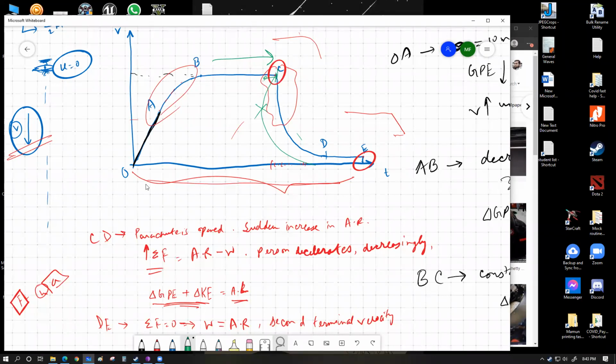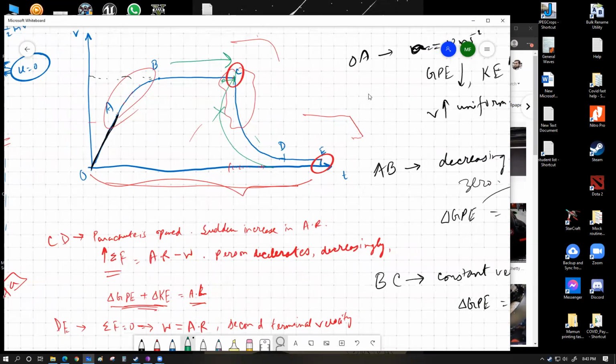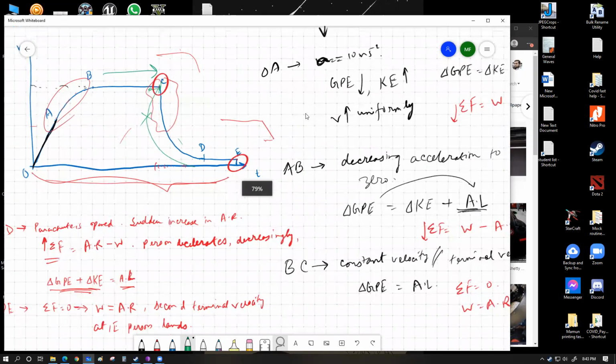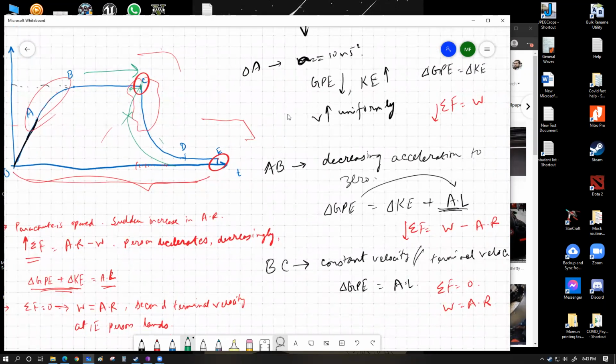AB, yeah, sure. I can explain AB again. No big deal. Let's have a look over here. The segment AB says that it is a decreasing acceleration to 0.